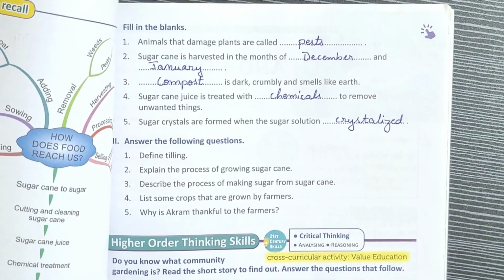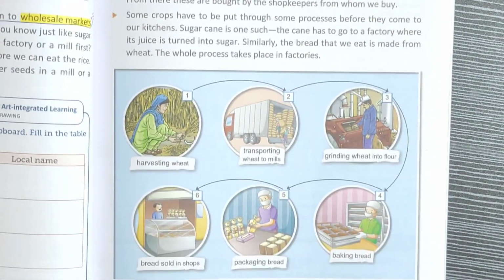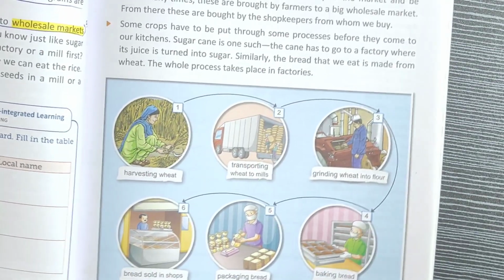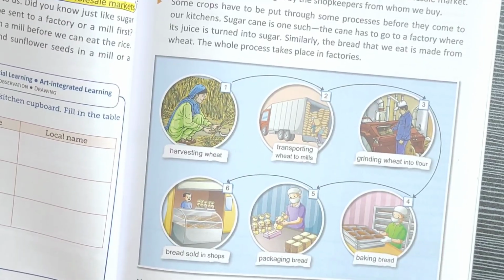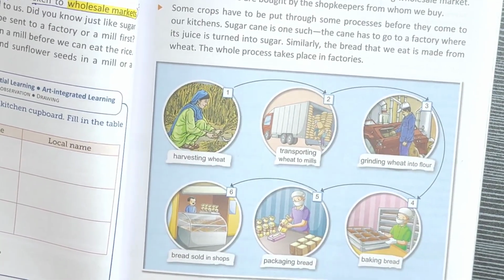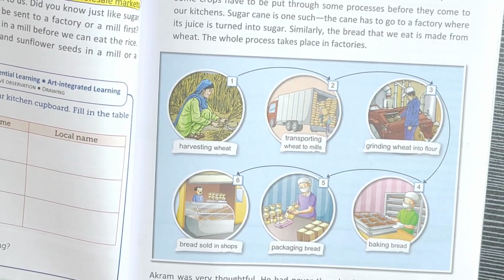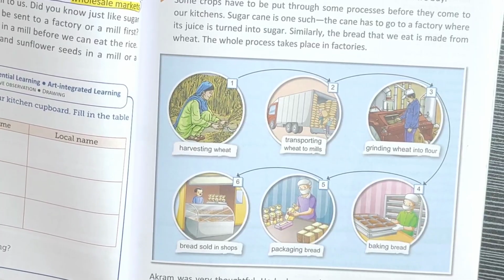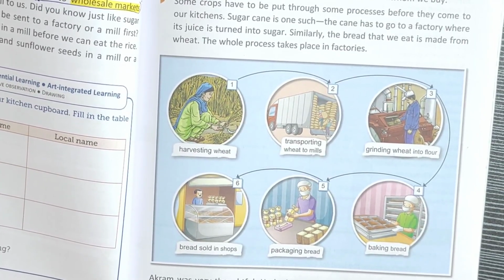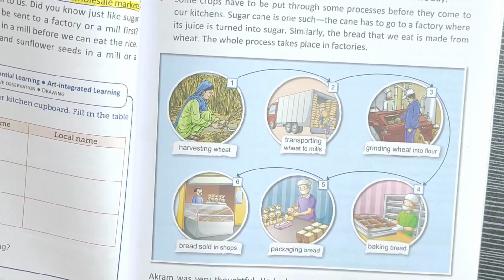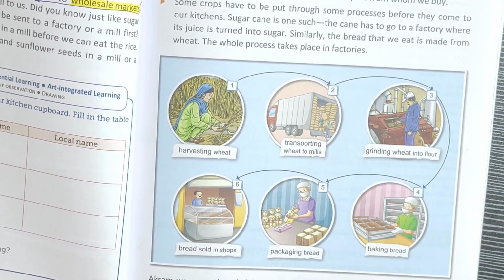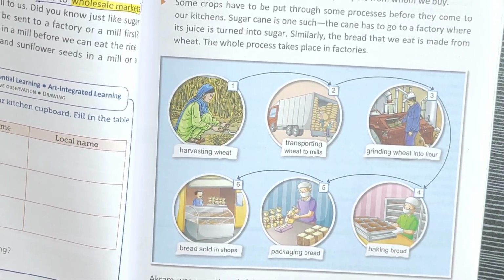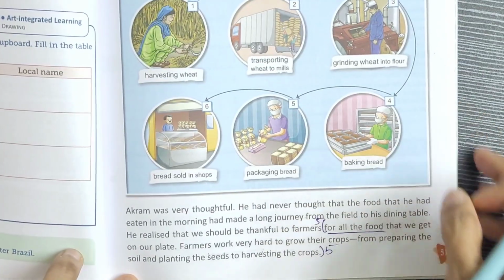Next, why is Akram thankful to the farmer? So he must be thankful to the farmers because they work very hard. Thank farmers for all the foods that we get on our plate. Farmers work very hard to grow their crops, from preparing the soil and planting the seeds to harvesting the crops. Understood?